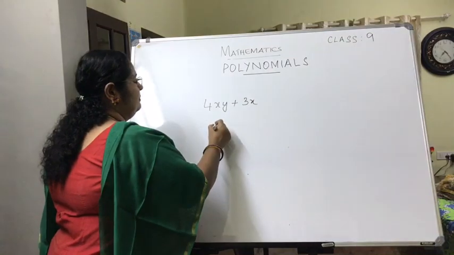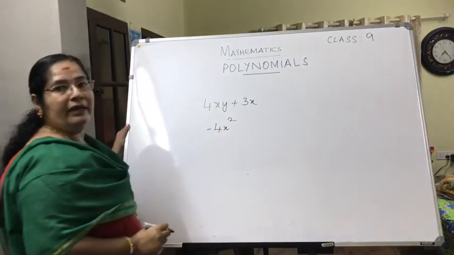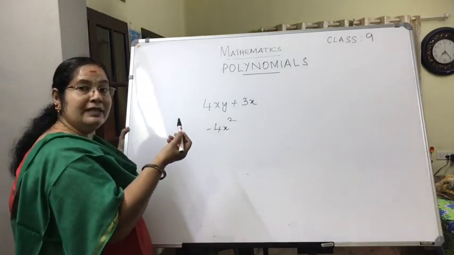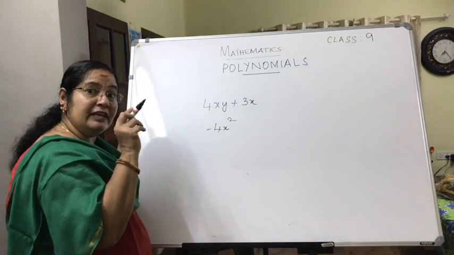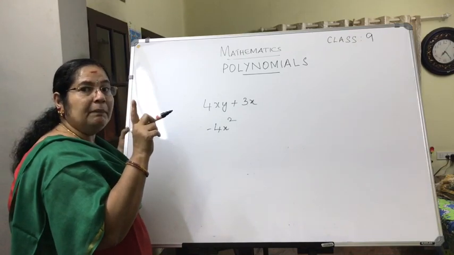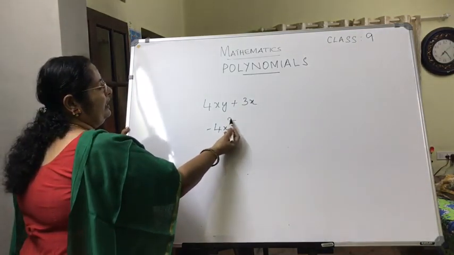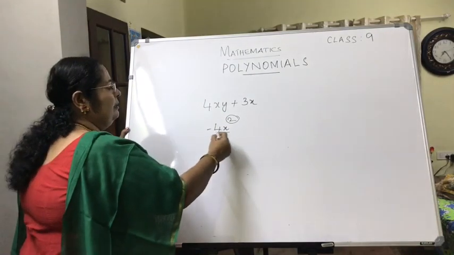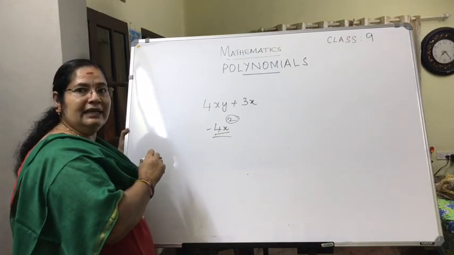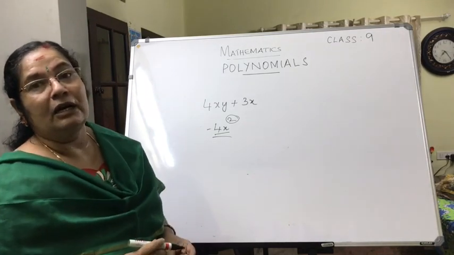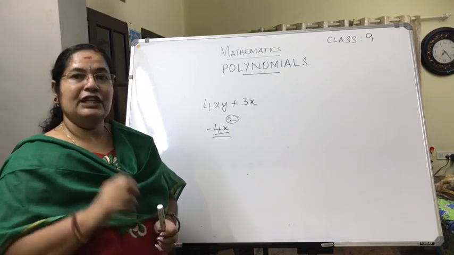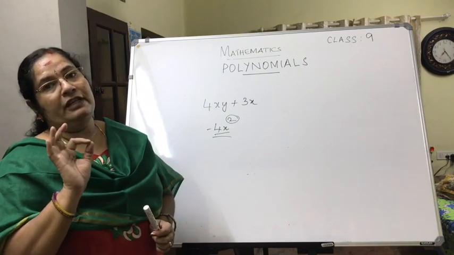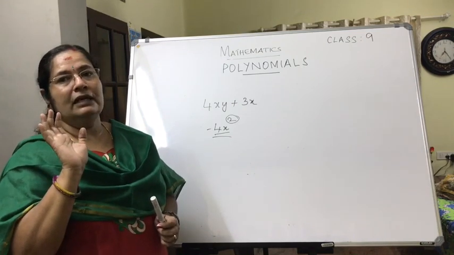One more example I give you. Suppose it is minus 4x square. See, I told you for a polynomial, what is the condition? The power of the variable should be a positive integer. So in minus 4x square, the power is a positive integer. So this is a polynomial. Is it clear? So what is the definition of a polynomial? A polynomial is a mathematical expression where the power of the variable is a positive integer, or you can say a whole number.